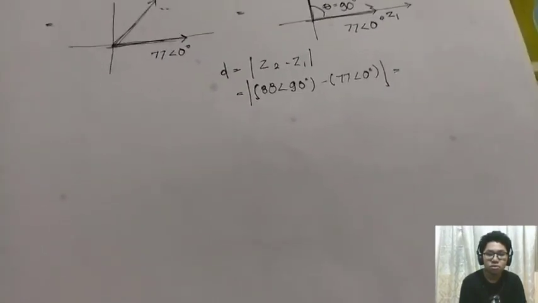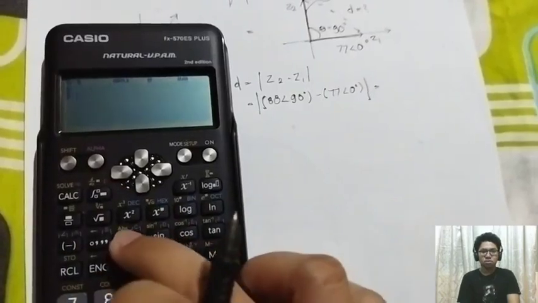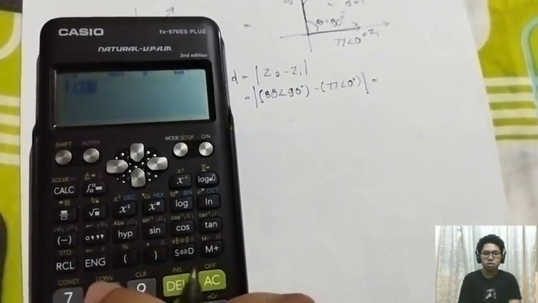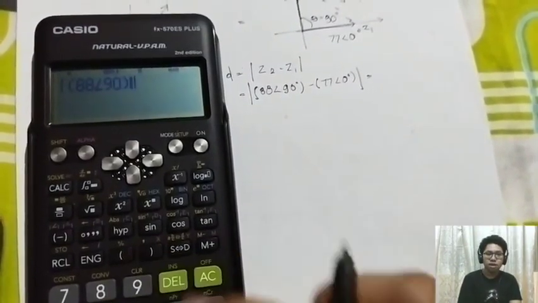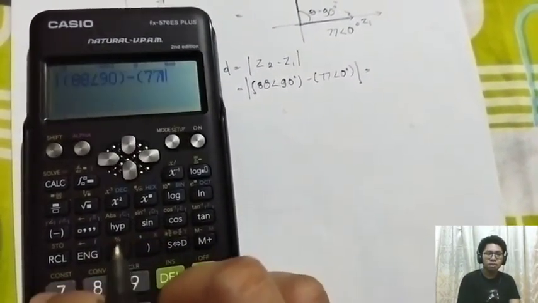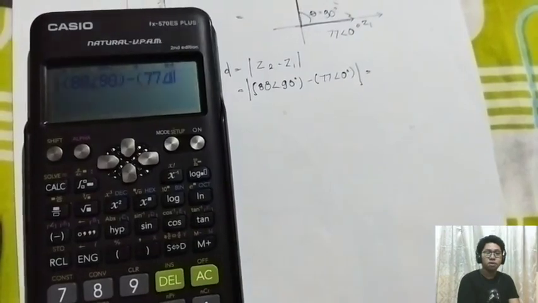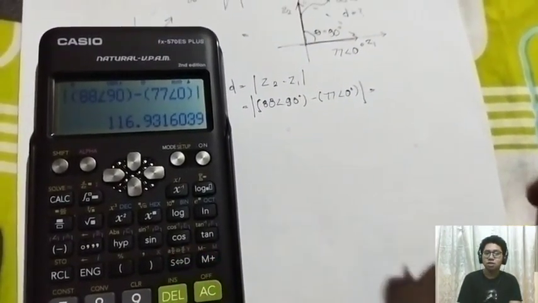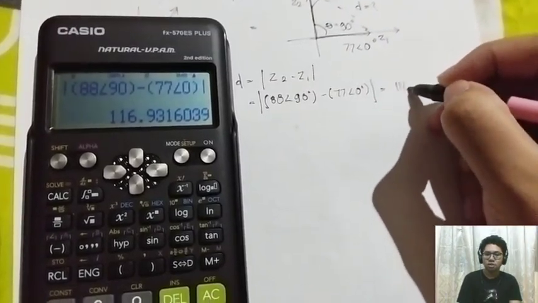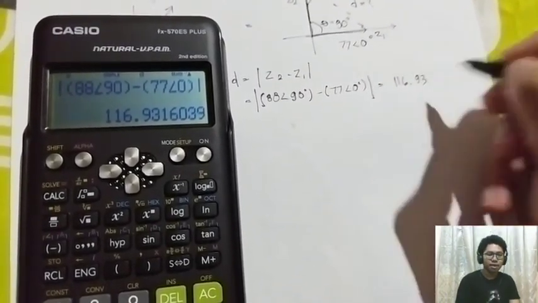Then we can use the calculator, that is shift absolute, then 88 angle 90 minus 77 angle 0. So the distance is 116.93 miles.